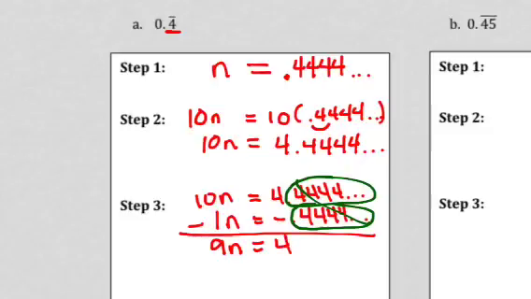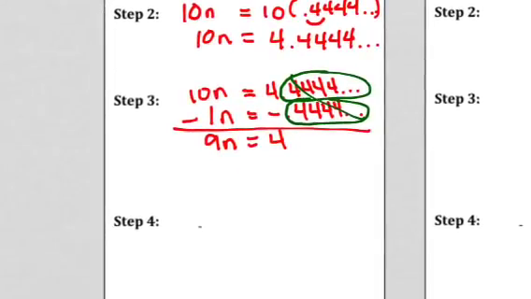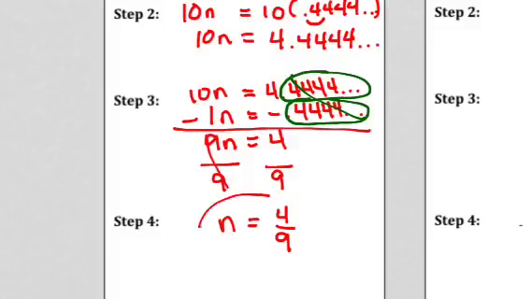So now we have 9n is equal to 4. Step 4 is to divide both sides by 9 to get n by itself. So that leaves us with n is equal to 4/9. So that's the answer. We want to think about if 4 over 9 will reduce or simplify, but it doesn't. There is no number other than 1 that goes into both 4 and 9. So 4/9 is my answer.